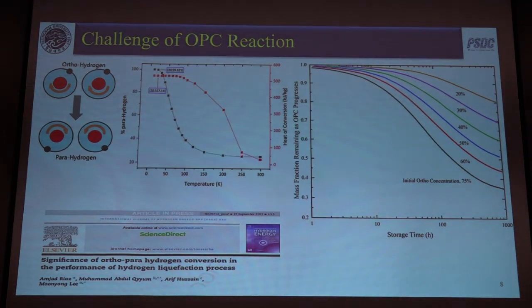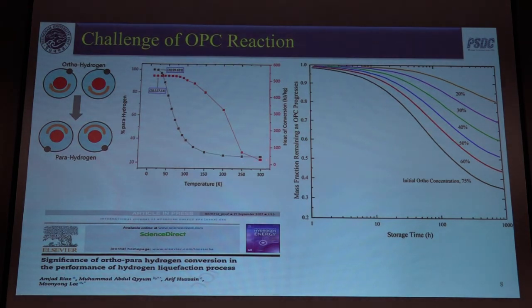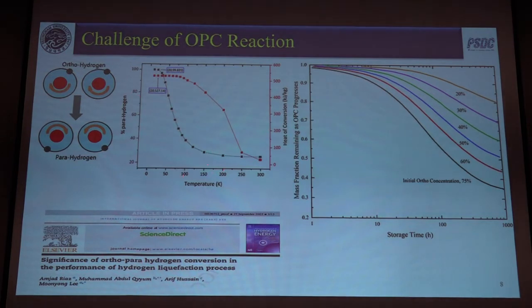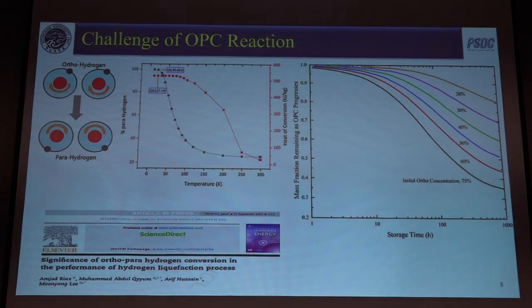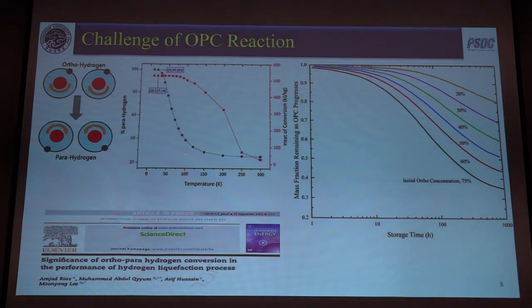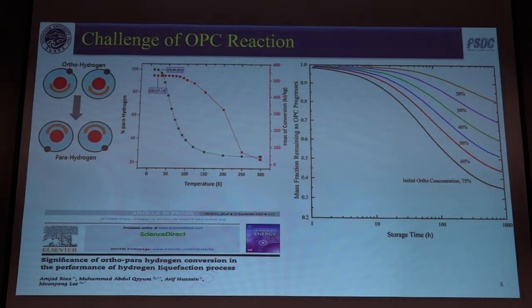Now, with the passage of time, this is the equilibrium curve. As the temperature goes down, the equilibrium shifts towards parahydrogen, so the parahydrogen concentration increases gradually. But this reaction, as you can see, is very slow in the high temperature zone. As the temperature goes beyond 100, the rate actually increases. But the overall reaction rate is very slow, so we have to catalyze the reaction.